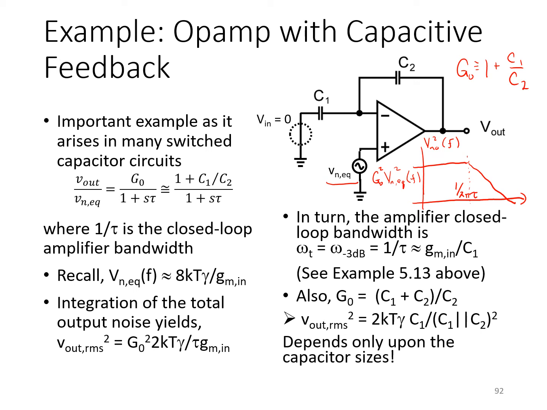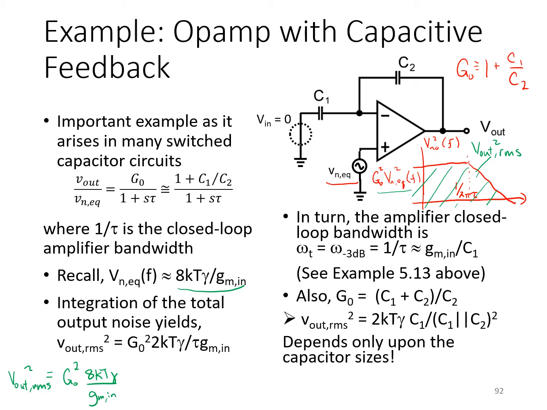The total output noise in this case is obtained by integrating this output noise spectral density over all frequencies. Now, to do that, we take this low frequency value, G0 squared, times the white input referred noise spectral density. And if we assume that the op amp is properly designed, we've seen that that should be dominated by the input pair transistors, resulting in an input referred noise spectral density of 8 kT gamma over GM of the input pair transistors.